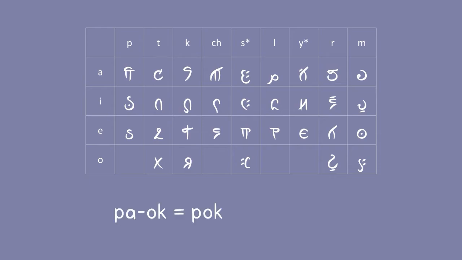Here's what I mean. Pa ok becomes pok, and ko up becomes kop. I think you get the idea. It's a lot of vowel matching, essentially. It's wonky, but you could get around it.